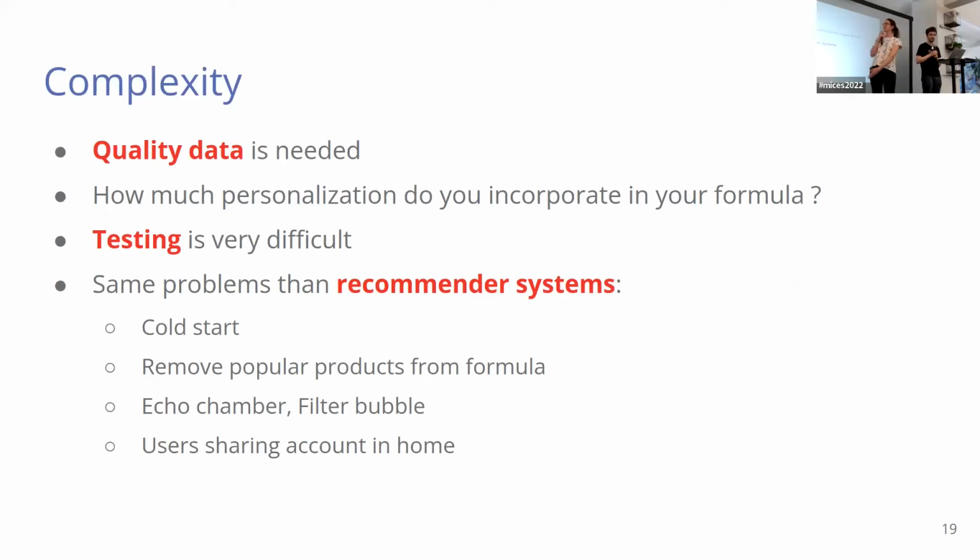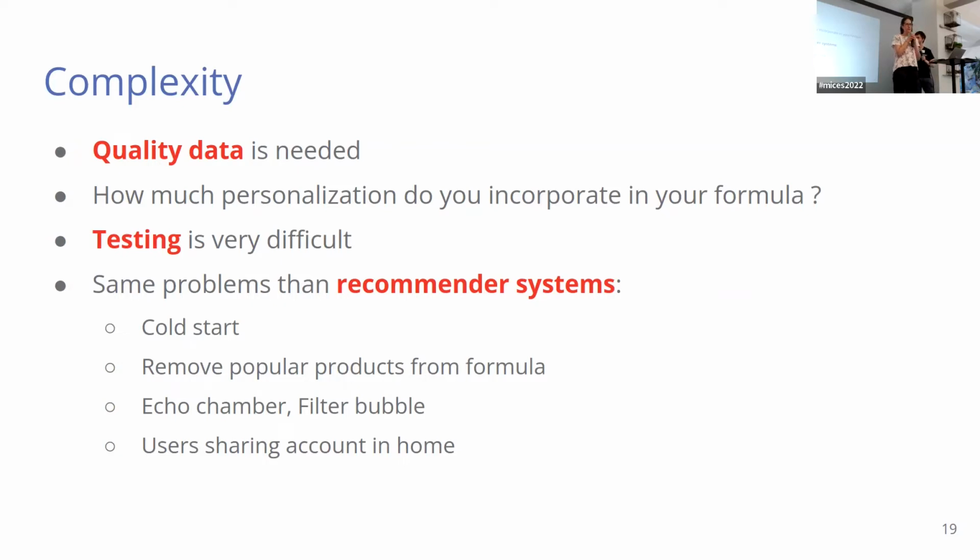Then here we listed some of the complexity behind personalized search. We will afterwards see how we can address everything. The first part is that you need very qualitative data. Then you need to know how much personalization you need to put in, like how much salt you want to put in your formula, in your query. Testing, measuring, and getting feedback about how it works, how it's going, is very difficult.